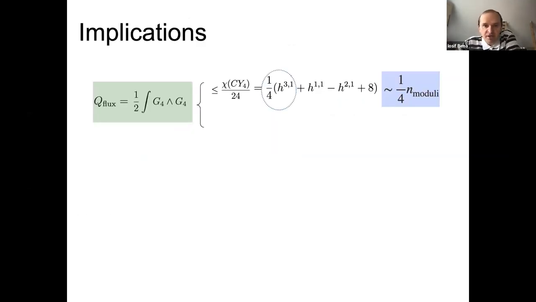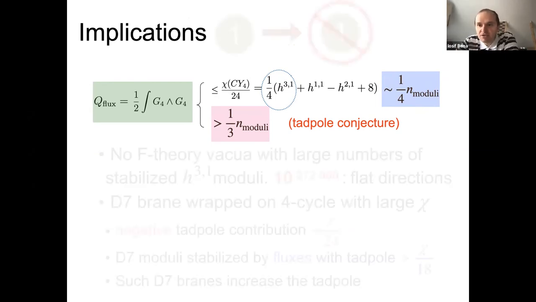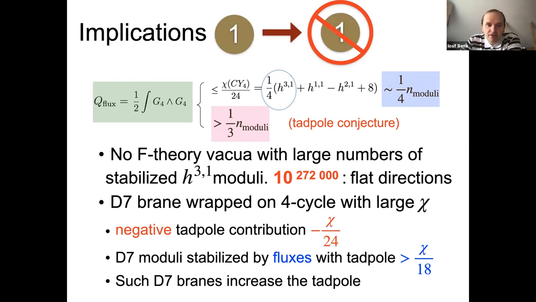The implication of the Tadpole conjecture is, as I showed you, that the Q in the fluxes has to be smaller than the Euler characteristic, which goes like one quarter of the number of moduli for a large number of moduli. But the Tadpole conjecture is saying that this Q in the fluxes is bigger than one third of the number of moduli. And there's a problem here: one third is bigger than a quarter. Therefore, if the Tadpole conjecture is correct, we're arguing that there are no F-theory vacua with a large number of stabilized h31 moduli. Essentially, all these super mega big F-theory compactifications, all the 10 to the power 270,000 vacua which you can find by putting F3 fluxes on this super, super mega big Calabi-Yau, for example, all of them are going to have flat directions. All of them. It will be impossible to stabilize all the moduli using fluxes. Because if you stabilize the moduli, you have to put so much tadpole and you only have this much tadpole. So you can never make it work.